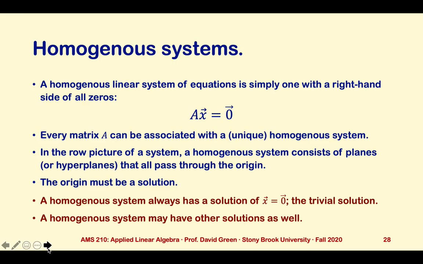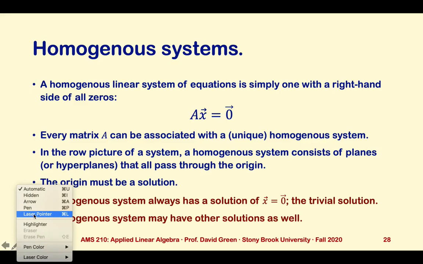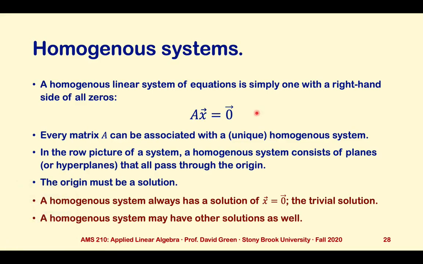I first want to introduce the idea of a homogeneous linear system. A homogeneous linear system is really just a fancy name for a very simple idea. It's a system of equations with a right-hand side of 0. So we can write it as Ax equals 0 rather than our more general Ax equals b.